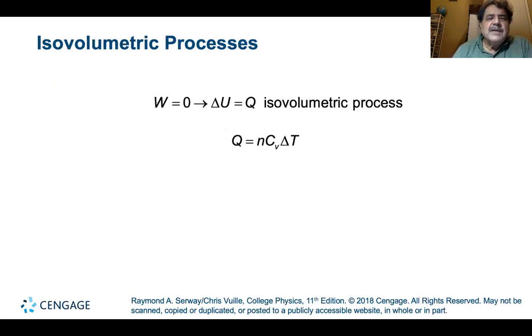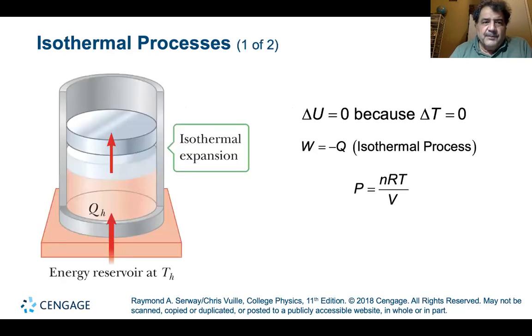Okay, isovolumetric process. If the volume doesn't change, then no work is done. Work is equal to 0. Delta U equals Q in an isovolumetric process. So Q is equal to nCV delta T, where CV is that molar specific heat at constant volume.